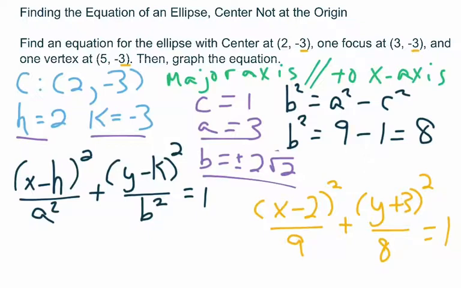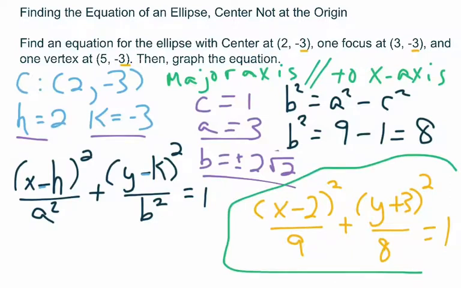Notice that h is 2 and k is -3, and in our numerators we have (x minus 2) squared and (y plus 3) squared. That's because we have the negative sign as part of our equation, so x minus h becomes x minus 2, y minus k becomes y minus -3, which makes this positive. Alright, so here's our equation. Now we're ready to graph it.